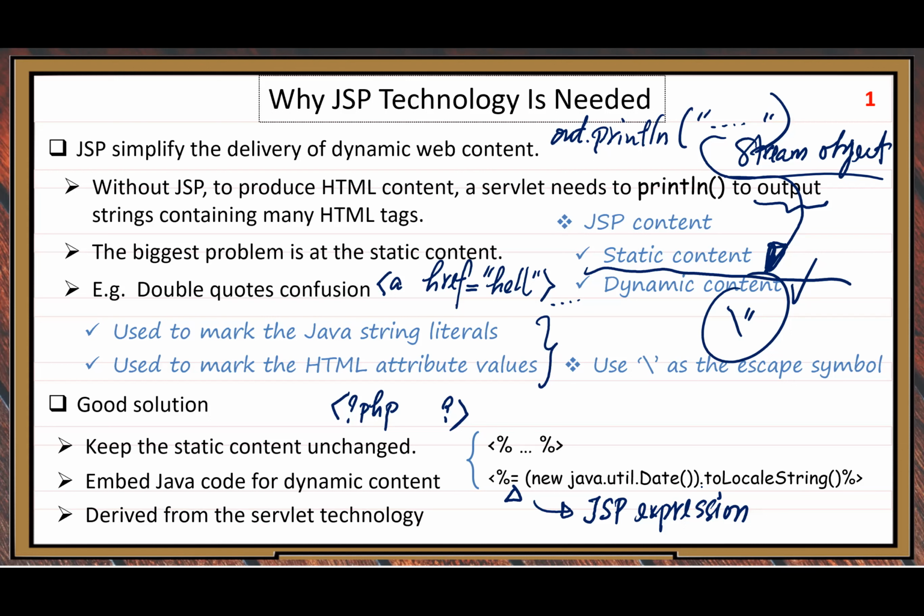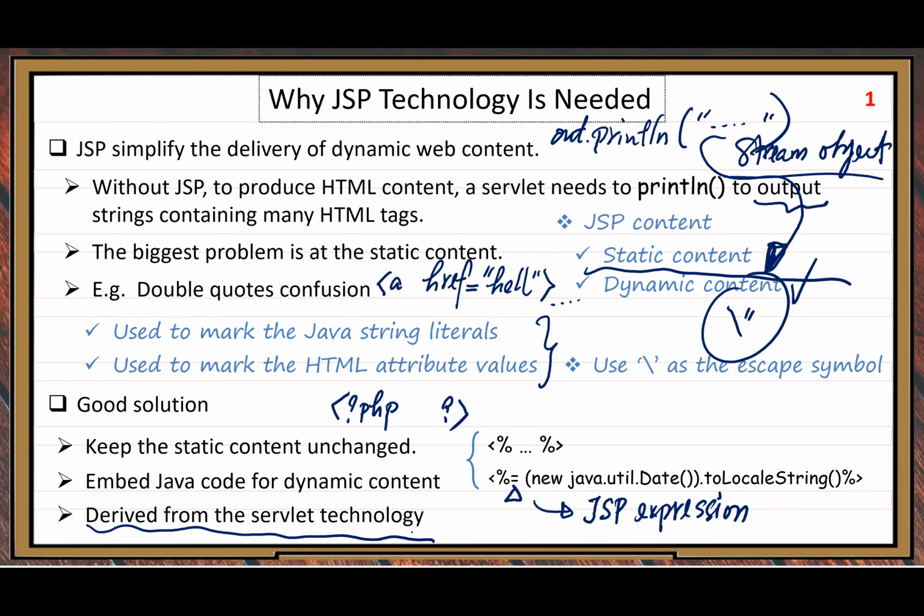JSP is derived from Servlet technology. So here you can see JSP was created on top of Servlet technology, not started from scratch, because that's not an efficient way. An easy way, JSP was created on top of Servlet technology. So this property is important, because later in our discussion, if you know this property, then you can understand better.